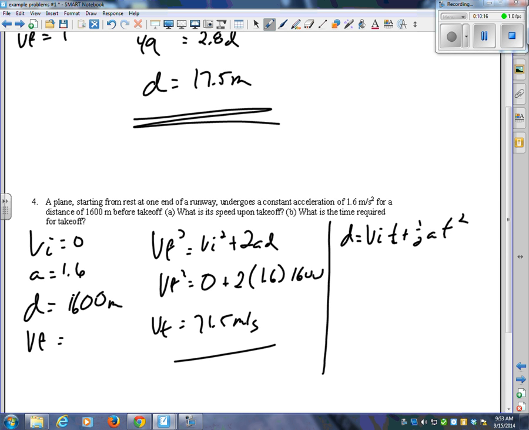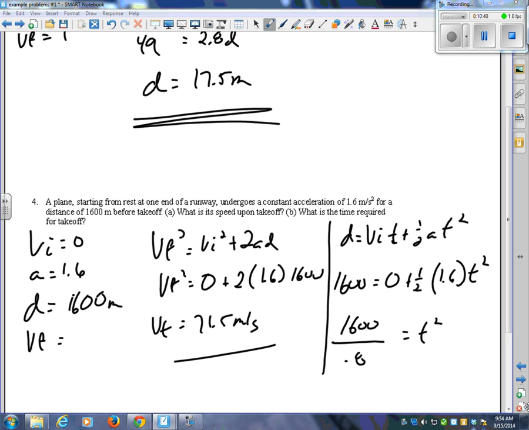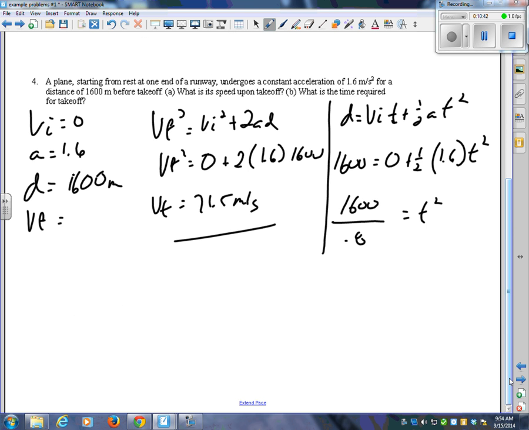So d equals VIT plus a half AT squared. My distance is 1600. My initial velocity is 0. 1/2 of my acceleration of 1.6 t squared. So 1600 divided by, what's 1/2 of 1.6? 0.8 is equal to t squared. T equals 44.7 seconds.